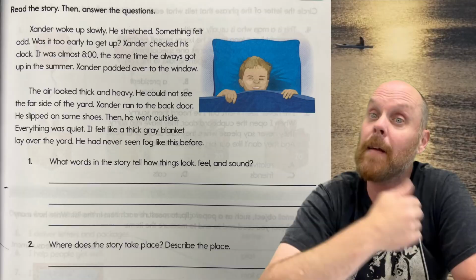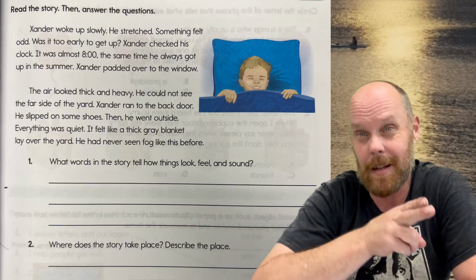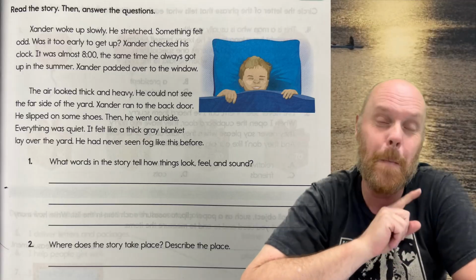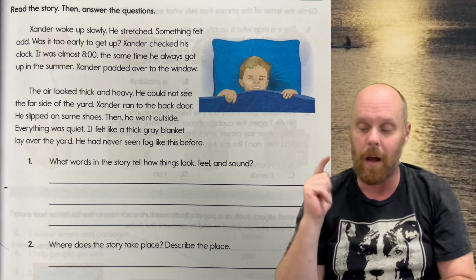And then you're going to have to go back into the story to tell me what happens first, next, and last, or beginning, middle, and end. Good luck with this one. I look forward to reading your answers for all of it.